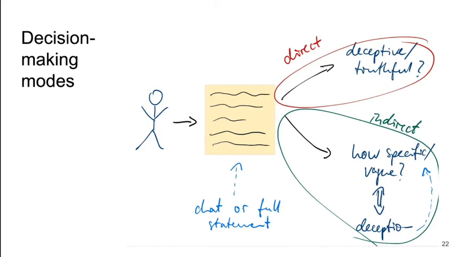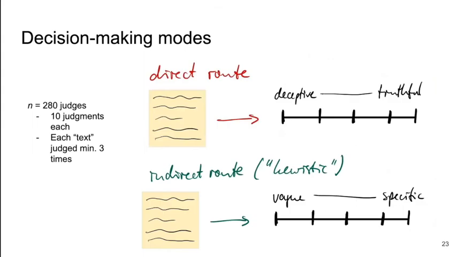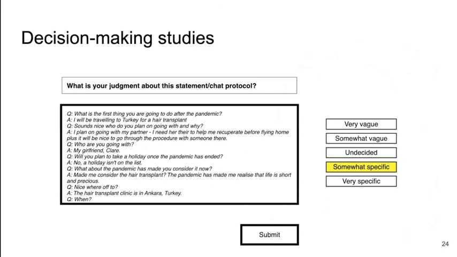And this is what Bruno Verschuere talked about, where you do this through the back door. You say, well, how specific is this? So you're not even mentioning deception. You just ask, how specific is this? And use this as a proxy for deception. These were the two routes. Each statement was judged at least 3 times, and they made either a deceptive versus truthful judgment on a scale, or a vague to specific judgment on a scale.